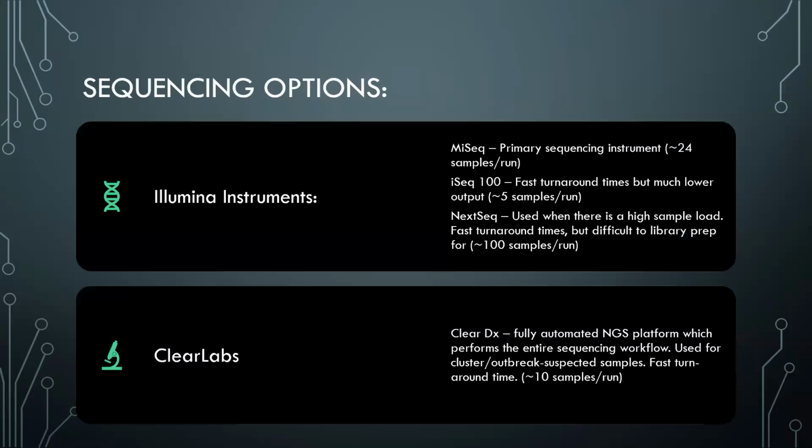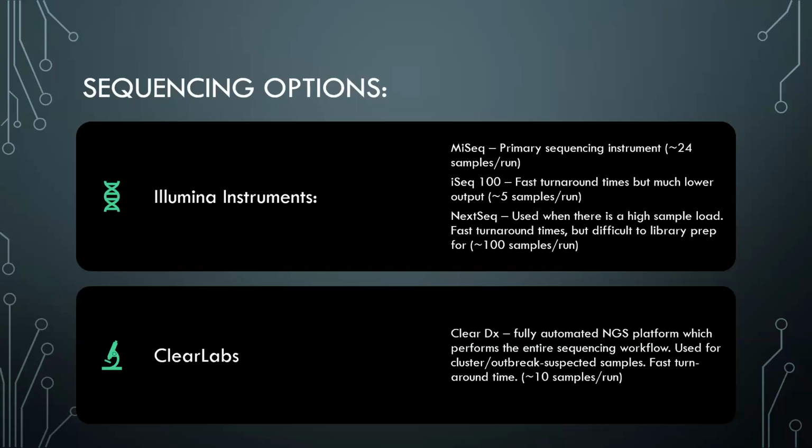Okay. We have 2 broad sequencing options at the lab. We have Illumina instruments, which are made up of the MiSeq, which is our primary sequencing instrument. It can sequence about 24 samples per run. We also have an iSeq 100, which is used for faster turnaround times, but has a much lower output. We can only do about 5 samples per run.